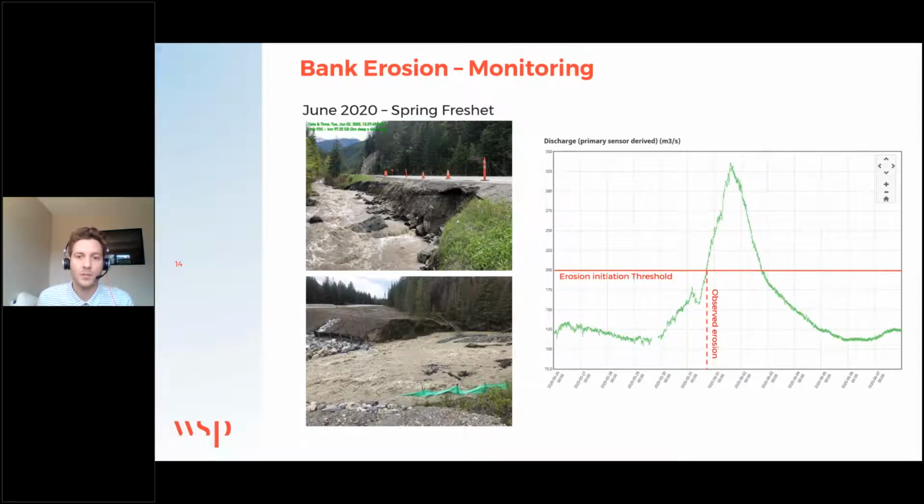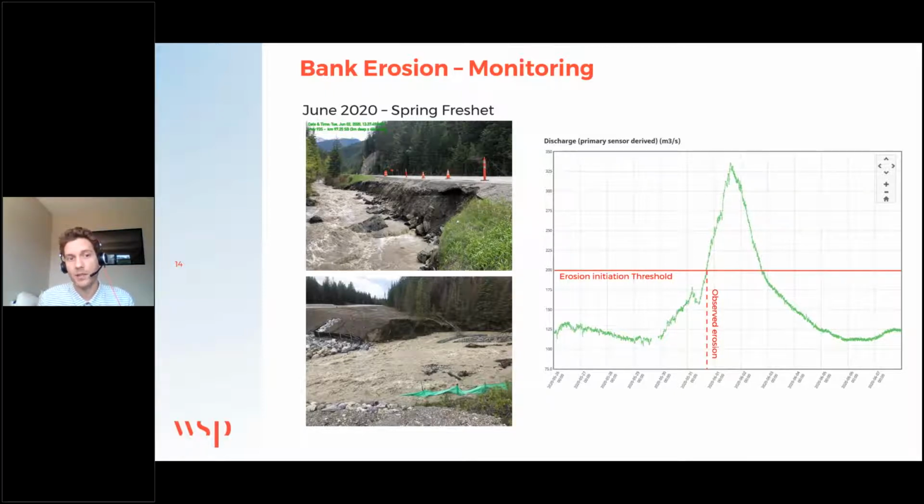So we analyzed all the past erosion events within the park. We compared them with the flow that was attained on the Kicking Horse River, trying to establish an erosion initiation threshold. So when that threshold is exceeded, erosion could be initiated. And we ended up with a threshold of 200 cubic meters per second based on historical events.